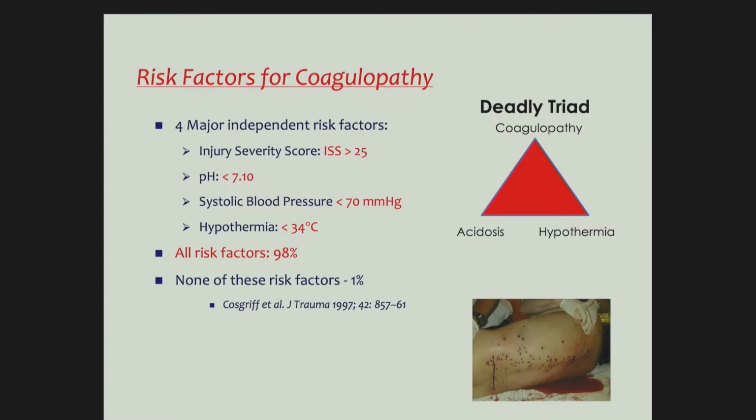So there are 4 risk factors where coagulopathy may develop, and it all leads to this deadly triad of coagulopathy, acidosis, and hypothermia. So if you don't correct those, you have ongoing bleeding. There are a number of independent risk factors that have been associated with predicting coagulopathy. The first one is the injury severity score. The higher the score, the worse the patient is injured. Then pH, so low pH, acidotic, low systolic blood pressure, and the patient is cold, hypothermia. I'll explain why pH and hypothermia are very important to try and correct. If all 4 of those parameters are present, then there's an extremely high risk that that patient is going to be coagulopathic.